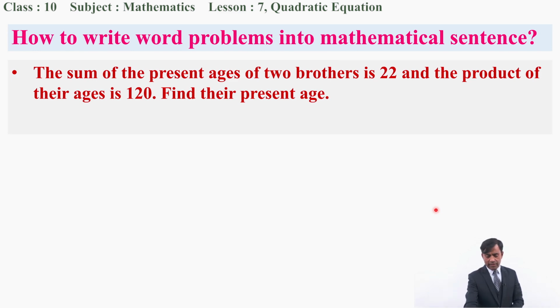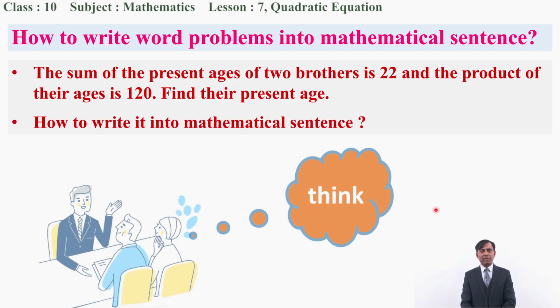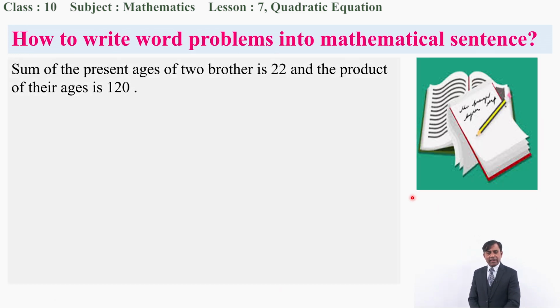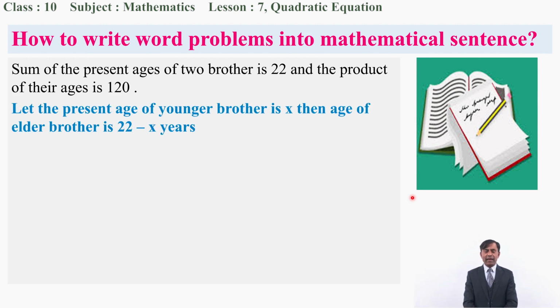So let's think how to write this as a mathematical sentence. How do we convert this sentence into a mathematical form? Let's see. What is given here? The sum of the present ages of two brothers is 22 and the product of their ages is 120. Just copying the question again. We don't know the age of the elder brother or the younger brother. So we have to suppose the age of the younger brother is X, then the age of the elder brother is 22 minus X. Why?